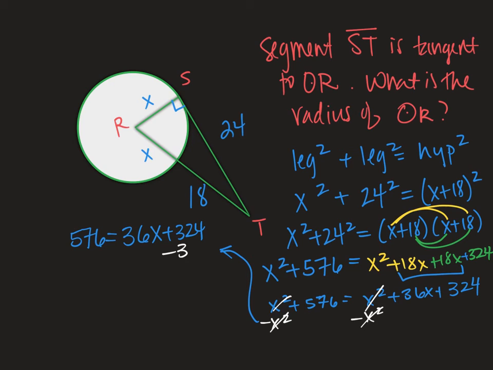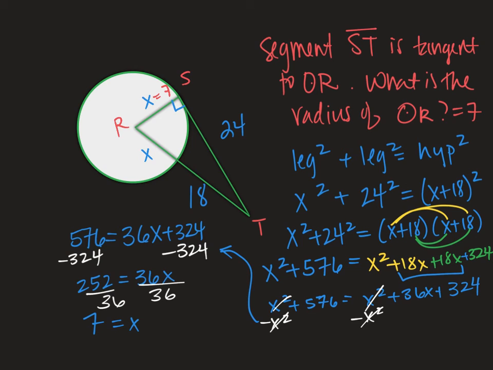Now I'm going to combine like terms, so I'm going to subtract 324 from both sides, and that gives me that 252 is equal to 36x. Then we divide by 36, and we get that 7 is equal to x. What does that mean? So now we have to interpret our answer. Our answer means that the radius of circle R is 7, or that this x is equal to 7. And these two are congruent because they are both the radius.